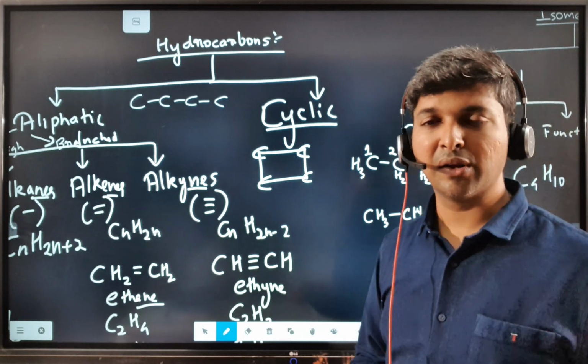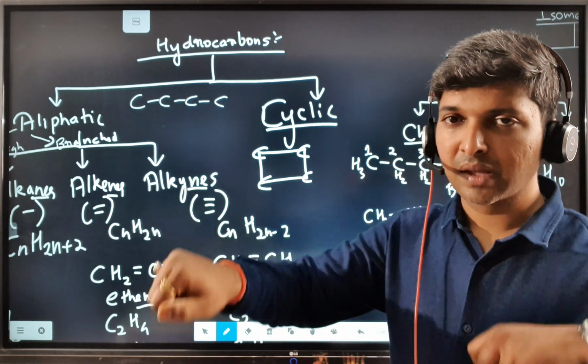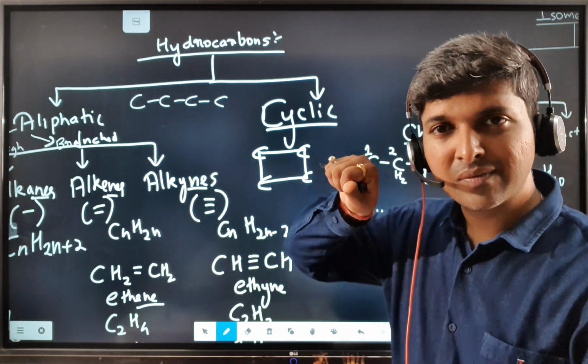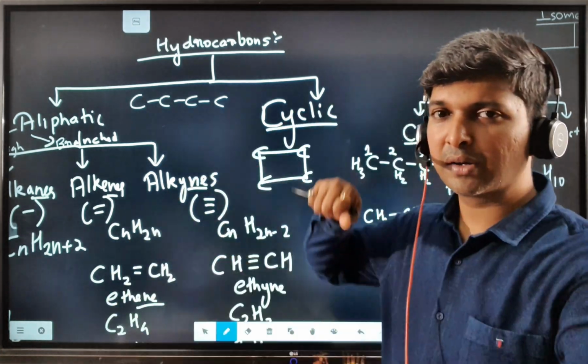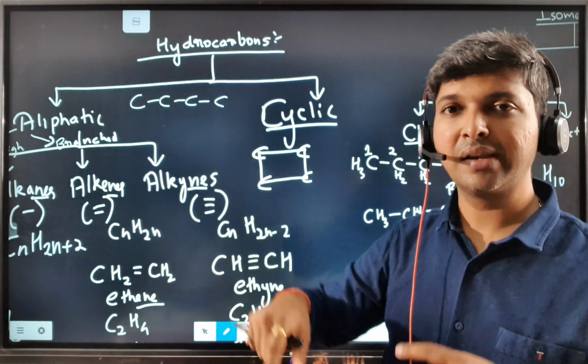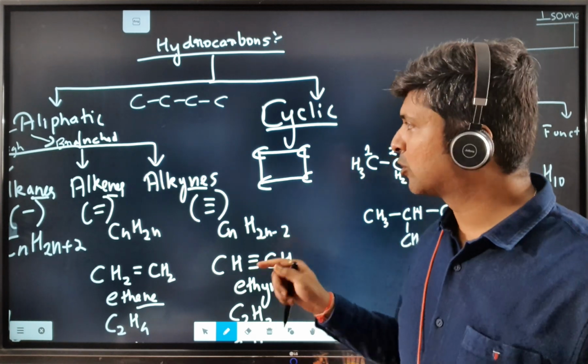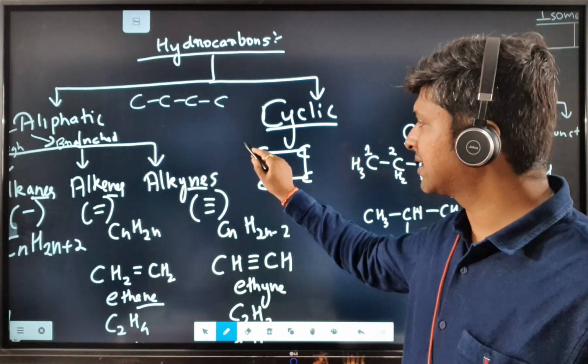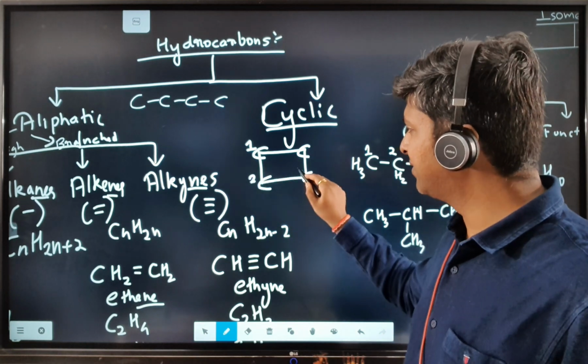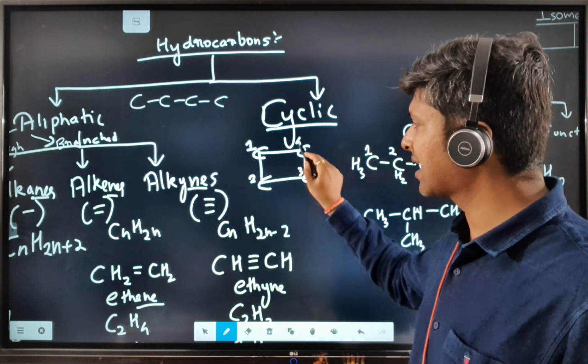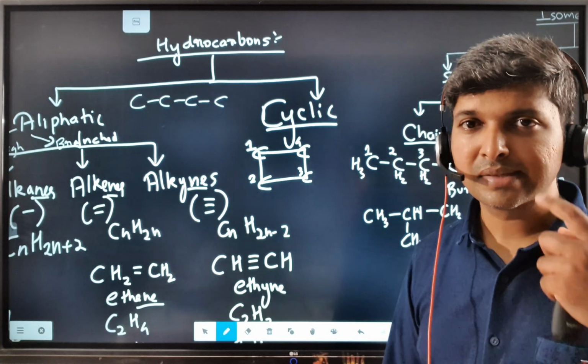What is a cycle? Come on, what is a cycle? You start pedaling, and the point from where you start pedaling, you come back to the same point. When you come back to the same point, that is called one cycle. That's why cyclic structures are those where we start with this carbon and we end on the same carbon. That means the first and the last carbon are interconnected. They are called cyclic compounds.